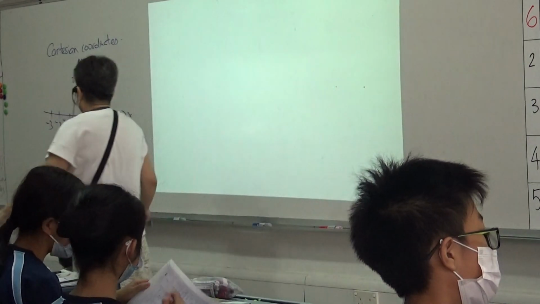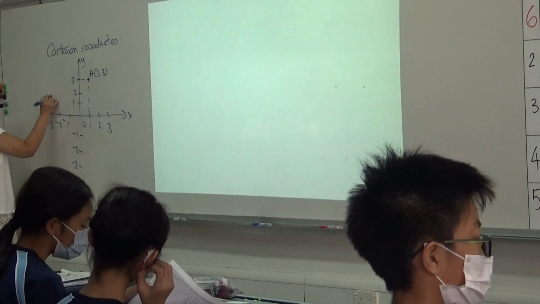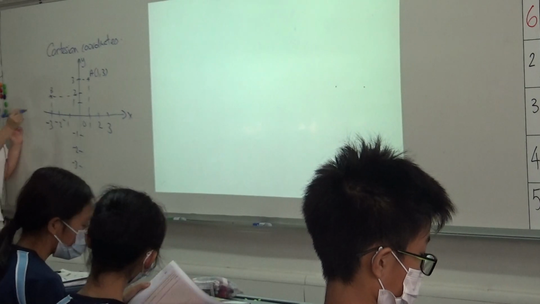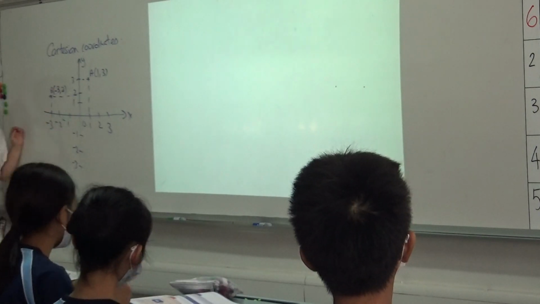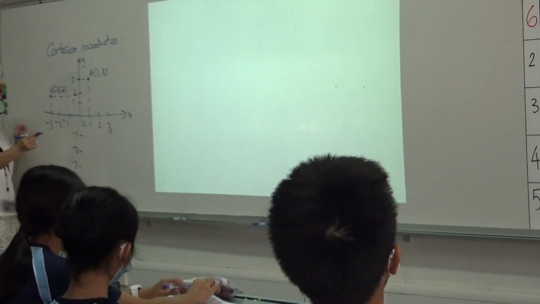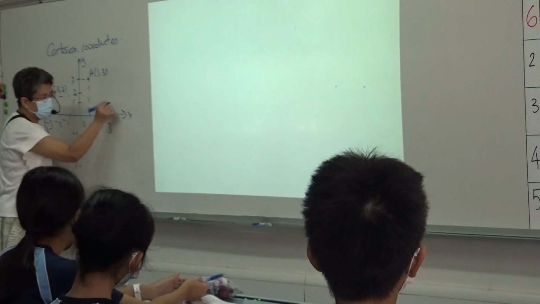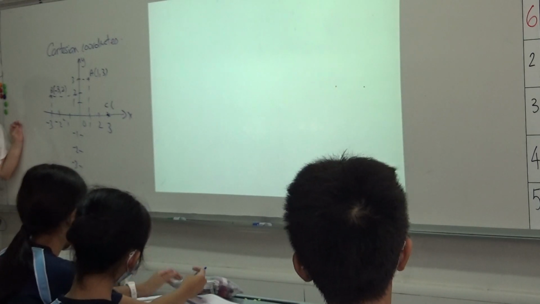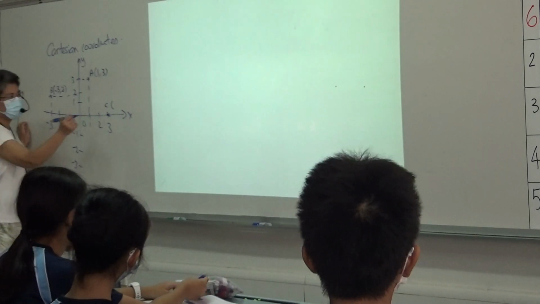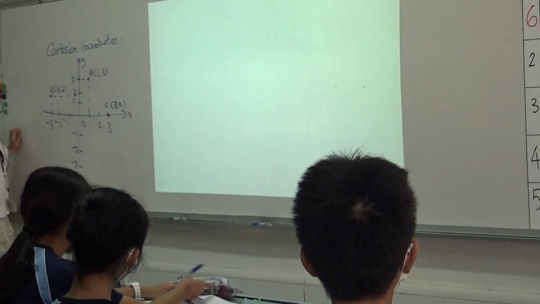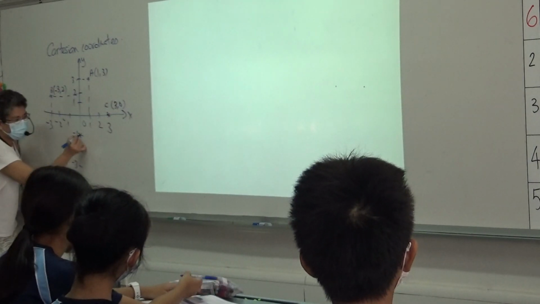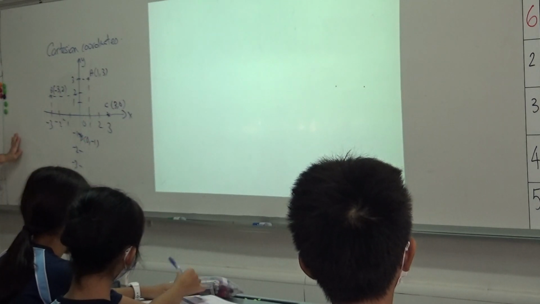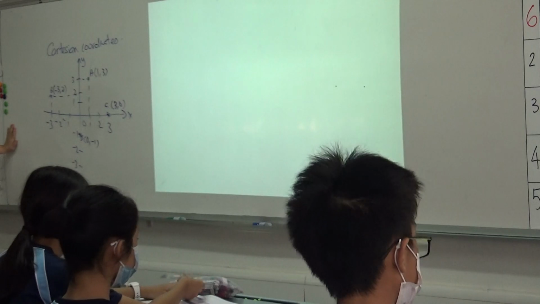Okay? Now, if I have a point B here, what should the coordinates be? (-3, 2), right? Now, what if I have a point here, C? This one may have some problem. X first, so what is it? (3, 0), right? What if I have a point here? D. (0, -1). Are we clear? Are we clear?